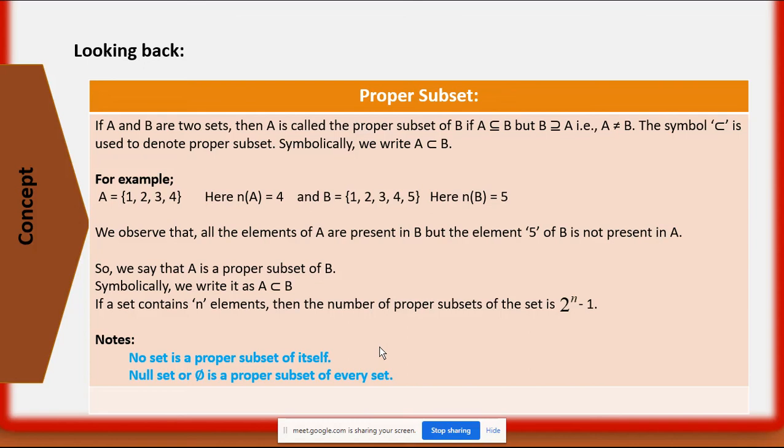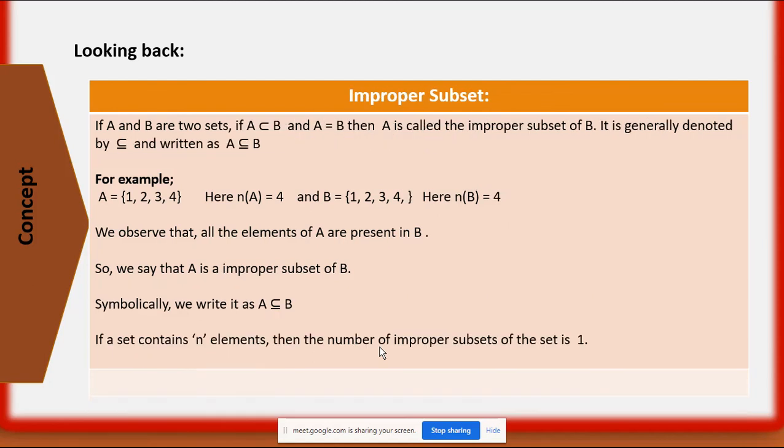Now moving to the next part, the improper subset. In the case of an improper subset, dear students, A is a subset of B, and A and B are equal sets having the same elements. In that case only, A and B are called improper subsets. So every set is an improper subset of itself, and the number of improper subsets of a set is 1.